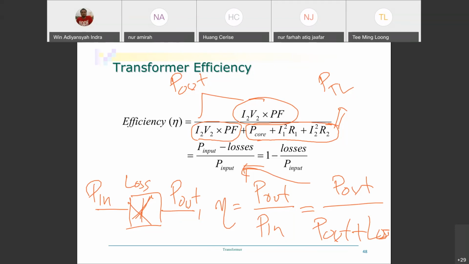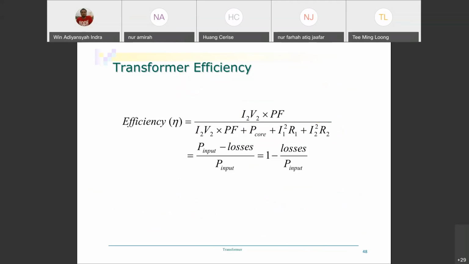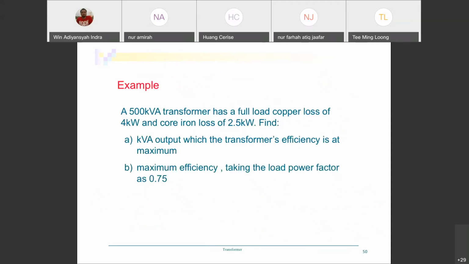Okay, now let's see the questions. This one. A 500 kVA transformer has full load copper loss of 4 kW and core iron loss of 2.5 kW. Find the kVA output through the transformer if the efficiency is at maximum efficiency, taking load factor of 0.75.